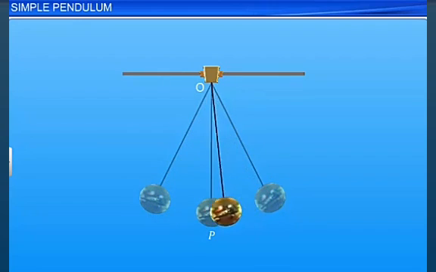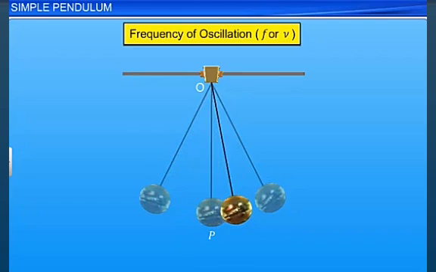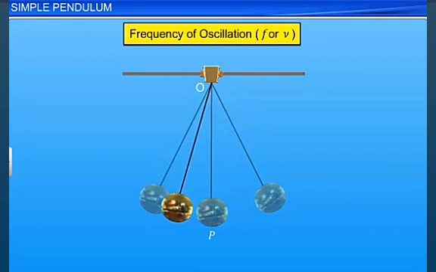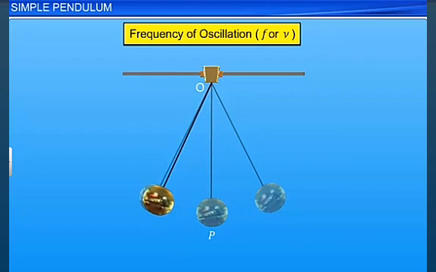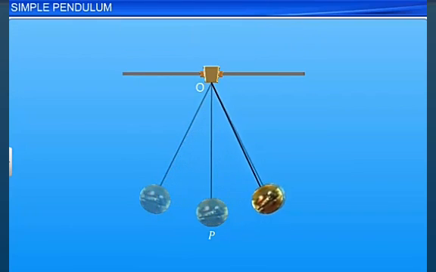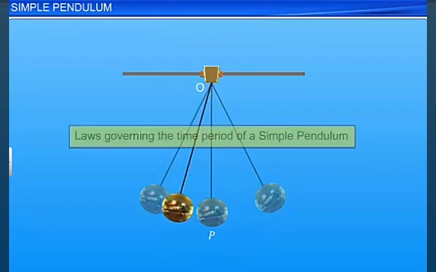The number of oscillations made by the pendulum in 1 second is called its frequency of oscillation. It is denoted by F or nu, and it is measured in hertz. The time taken by the oscillating pendulum to make one complete oscillation is called its time period and is represented by T, and it is measured in second. Let us now discuss the laws governing the time period of a simple pendulum.